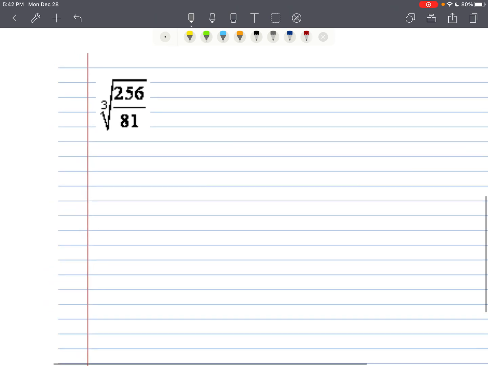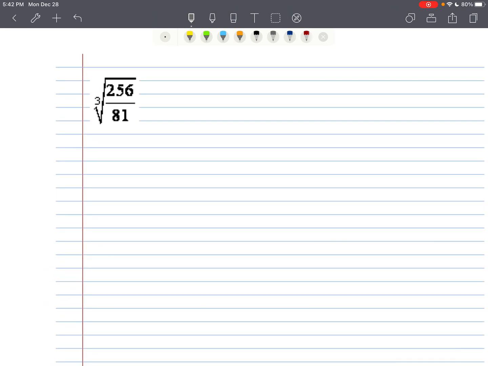Refresh your memory of how to rationalize your denominator, simplify fractions as well. Here we've got the cubed root of 256 over 81. The cubed root means we're looking for groups of 3 things. So we've got the cubed root of 256 over the cubed root of 81.